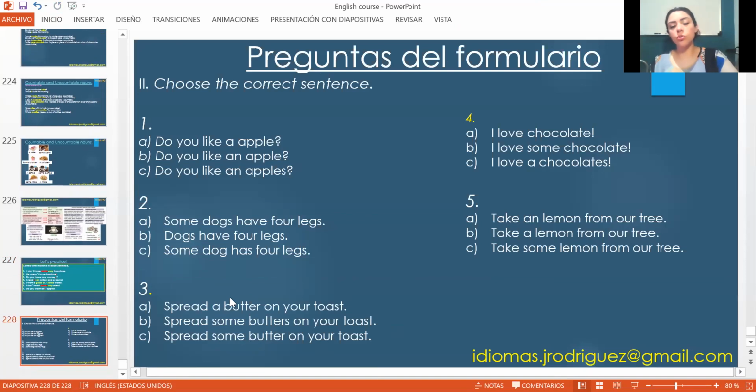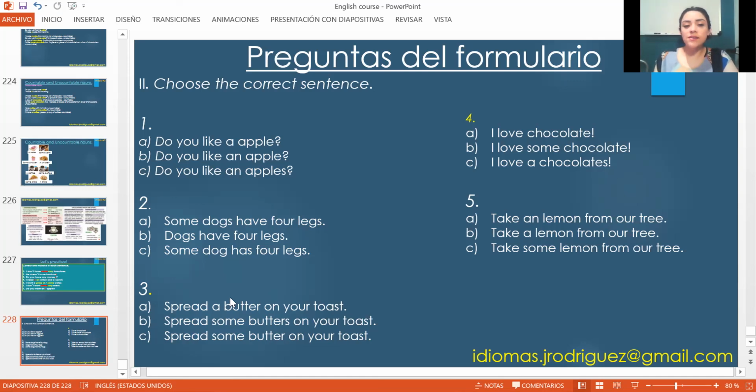Now, the Google Forms. Okay, we have choose the correct sentence. What is the correct sentence? First, do you like an apple? Do you like an apple? Or do you like an apples? I'm making reference to one. So that's the first. Then, some dogs have 4 legs.